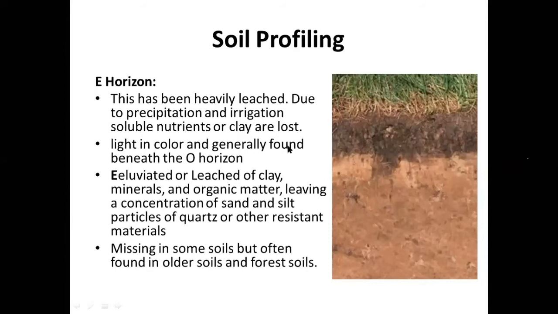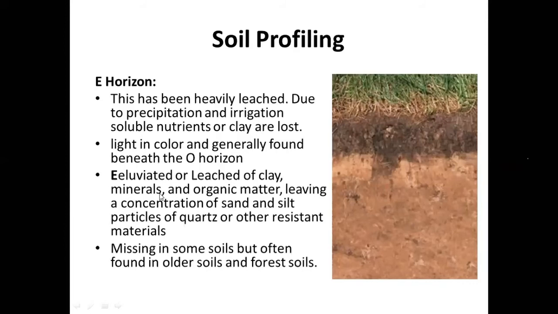So I have already mentioned that in E horizon something is lost. What is lost? The soluble nutrients or the organic matter or the minerals. So if something is lost, their color will be lighter, right? For example, if your girlfriend or boyfriend is lost, then your face will be pale, biborno, সাদা হয়ে যাবে, right? So you can correlate these things.